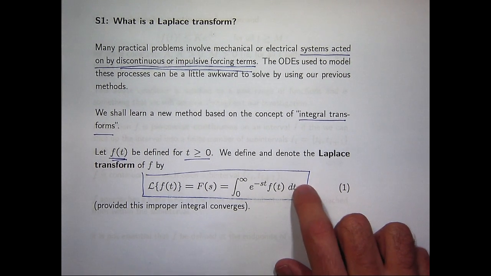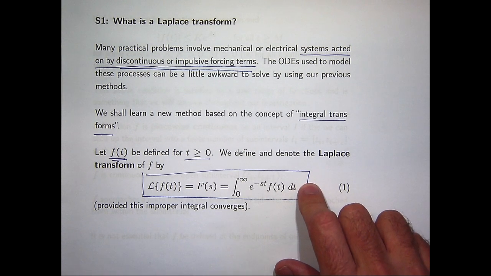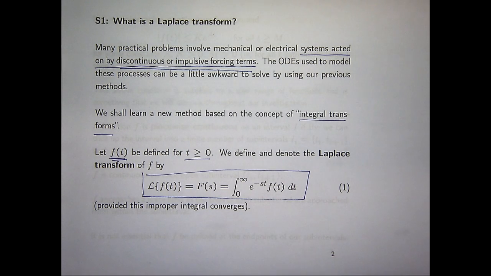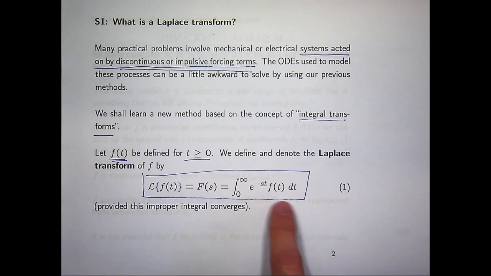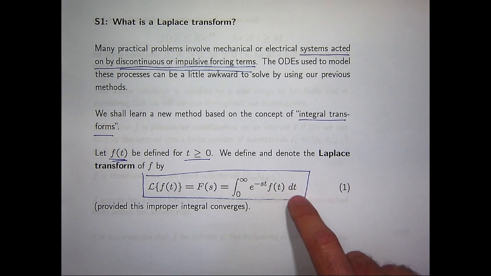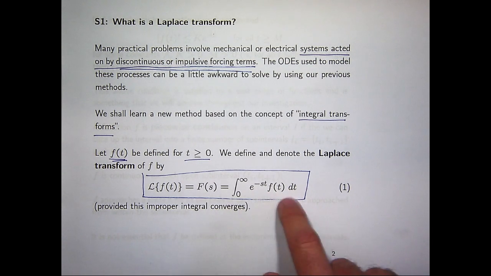Now note also that this is an improper integral. And we know from, say, a first course in calculus that improper integrals can be a bit tricky because sometimes they converge and sometimes they don't converge. So when we speak of the Laplace transform with this improper integral, we're tacitly assuming that this is only useful for when the integral converges.